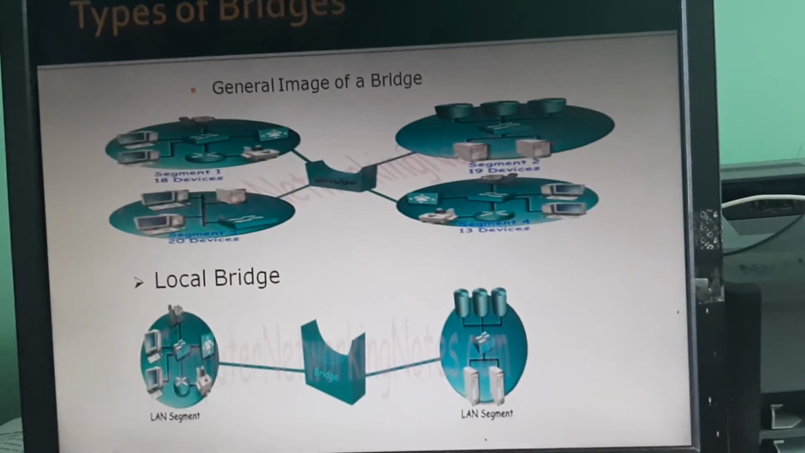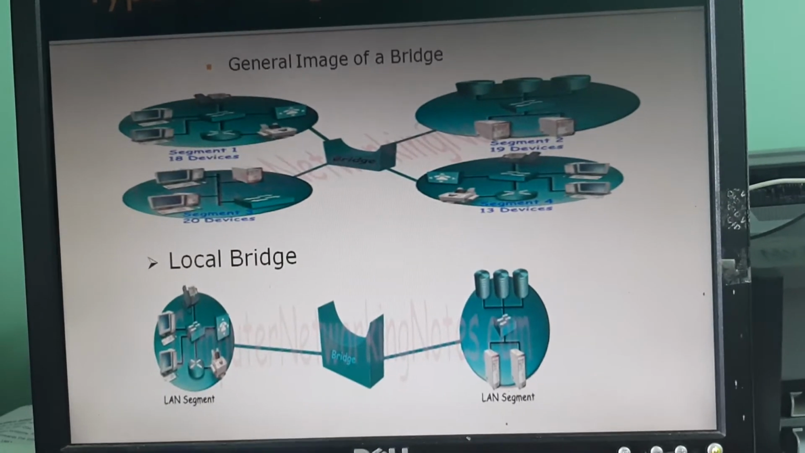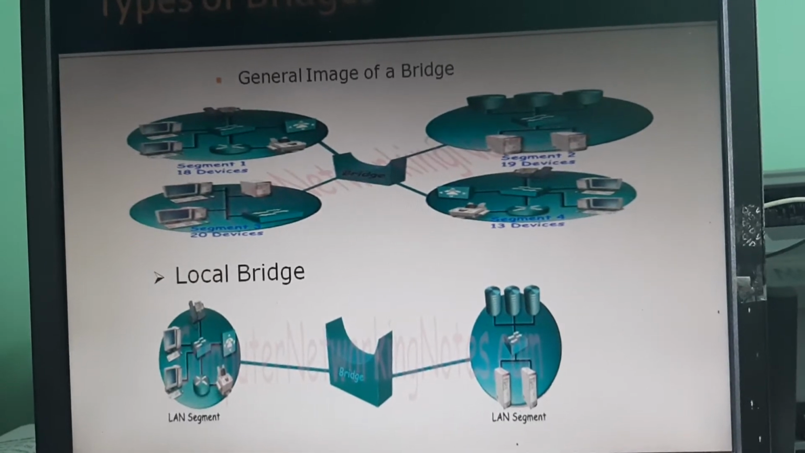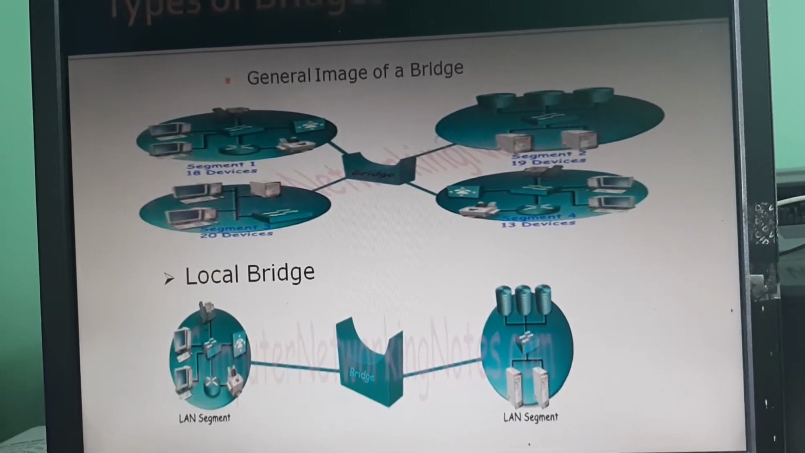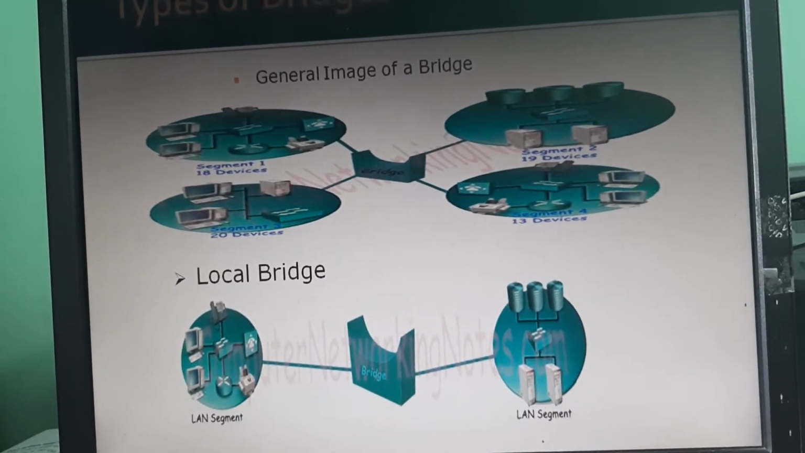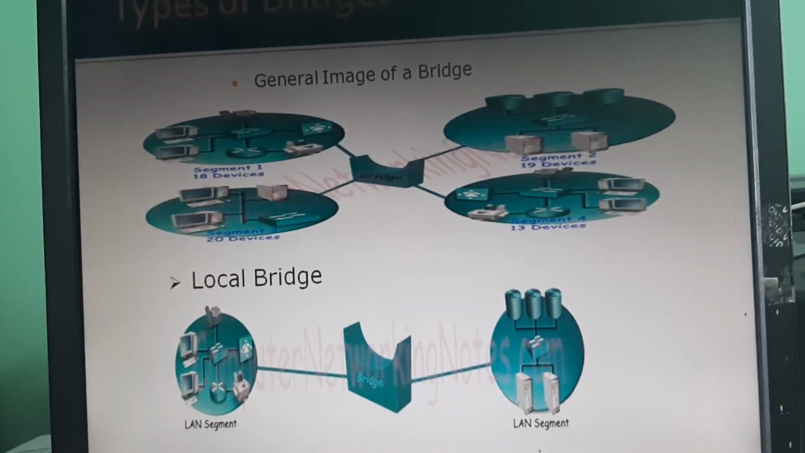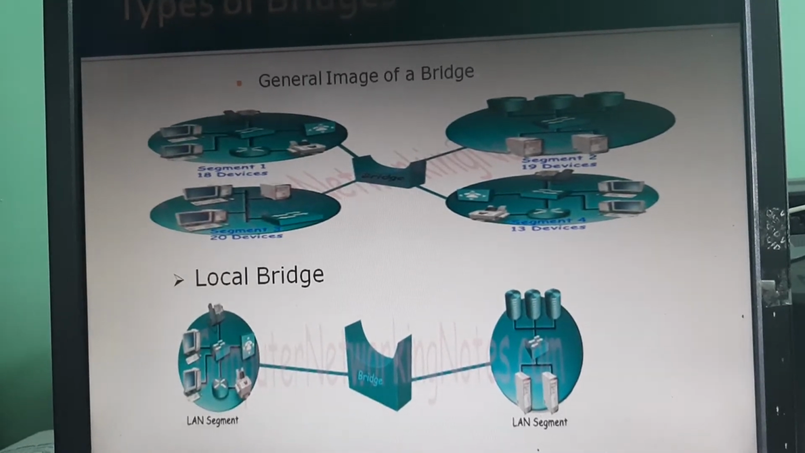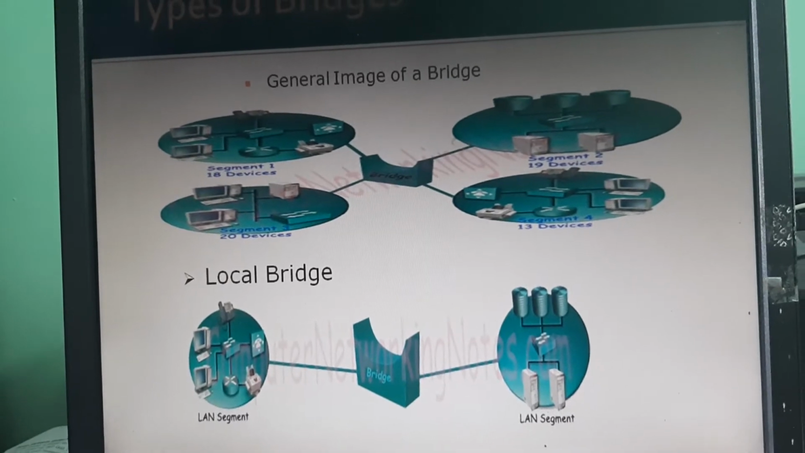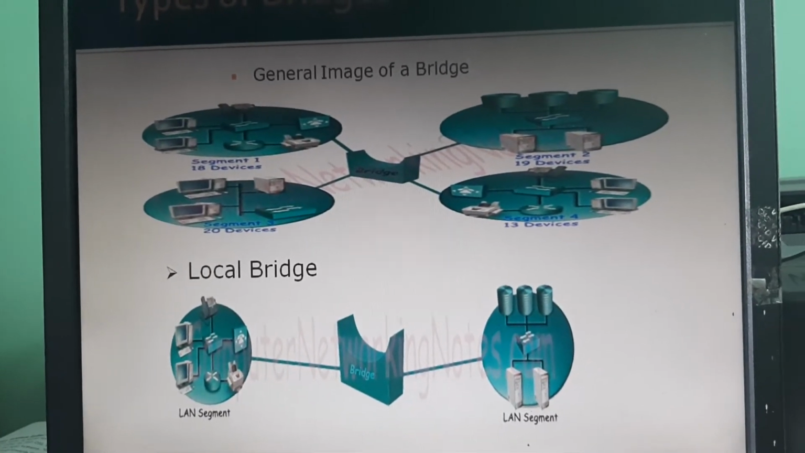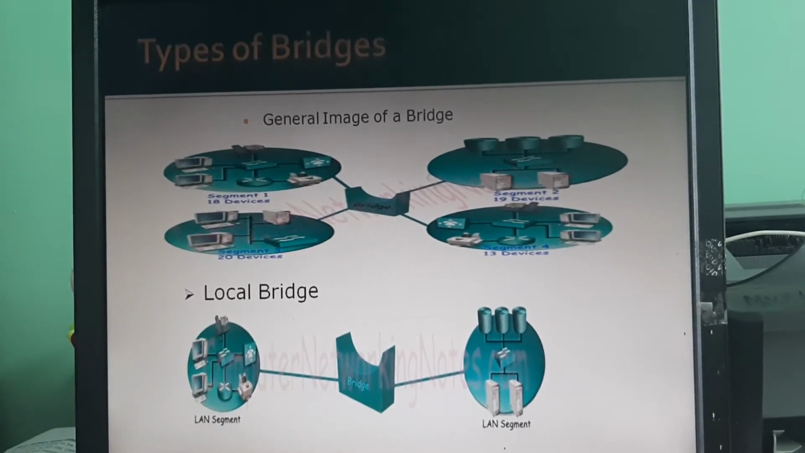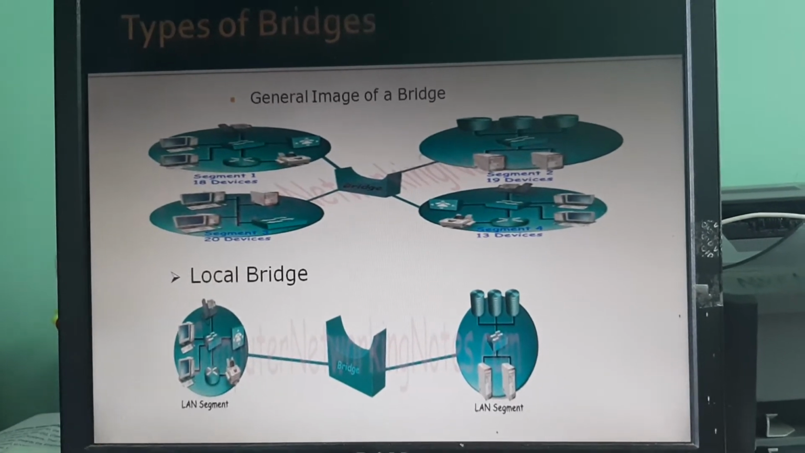It is a general image of a bridge. Now coming to the types of bridges, there are 3 types of bridges. The first one is the local bridge. What does this local bridge do? This bridge connects 2 LAN segments directly. Means if n number of computers are connected under one LAN, as you know LAN means local area network, and m number of computers are connected into a second LAN, these 2 LANs are connected together using a bridge. So this is called a local bridge.